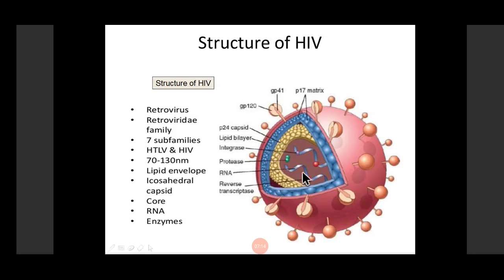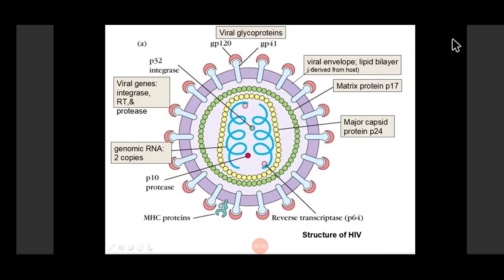Now coming to the structure of HIV. This is the structure of HIV which is given in your book Robbins. This is a relatively simpler structure of HIV. Since HIV is an RNA virus, here these blue coil structures are the two copies of genomic RNA. So the first component of the structure is the two copies of genomic RNA, then viral genes: reverse transcriptase, integrase, and protease.